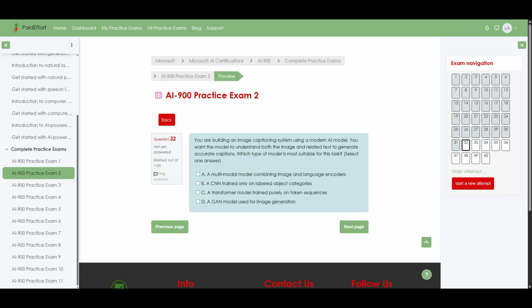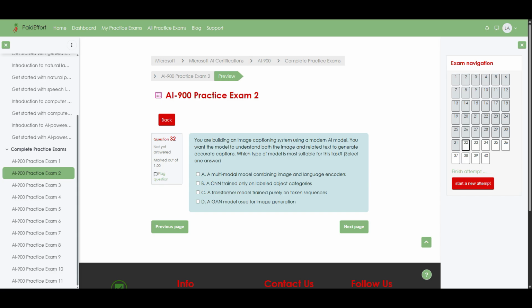You are building an image captioning system using a modern AI model. You want the model to understand both the image and related text to generate accurate captions. Which type of model is most suitable for this task? Select one answer. A, a multimodal model combining image and language encoders. B, a CNN trained only on labeled object categories. C, a transformer model trained purely on token sequences. D, a GAN model used for image generation.